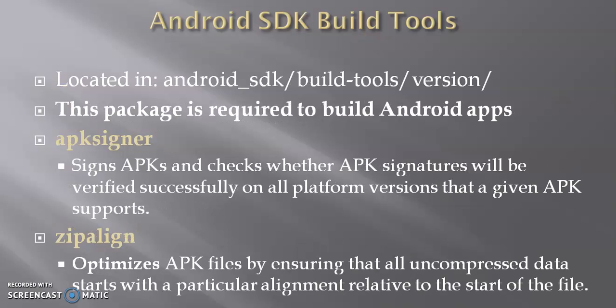The next one is Android SDK Build Tools, which is located under Android_SDK/build-tools/version. This package is required to build Android applications. The first command line tool is APK Signer. It signs APKs and checks whether APK signatures will be verified successfully on all platform versions that a given APK supports. The next one is ZipAlign. It optimizes APK files by ensuring that all the uncompressed data starts with a particular alignment relative to the start of the file, that is ZipAlign.